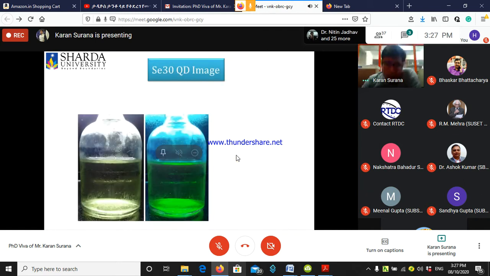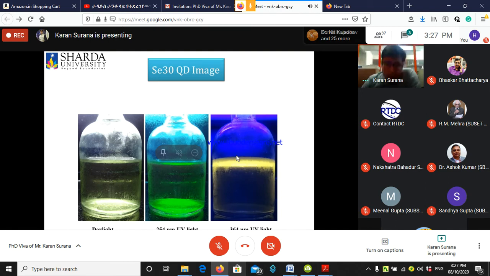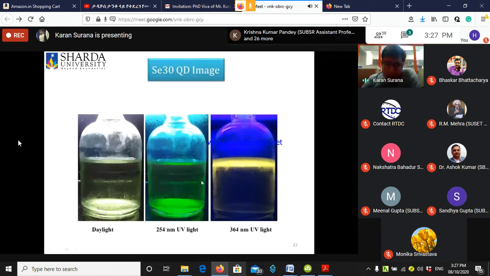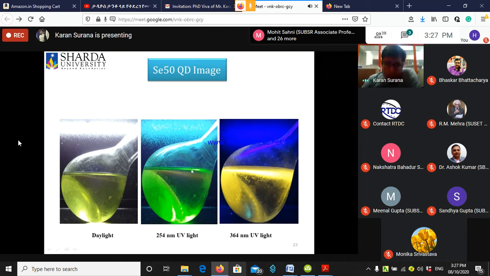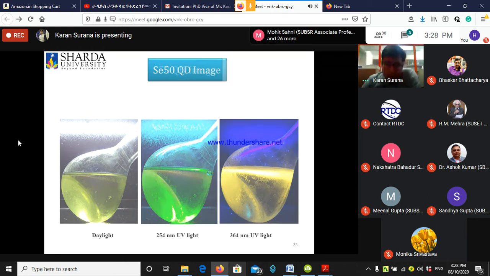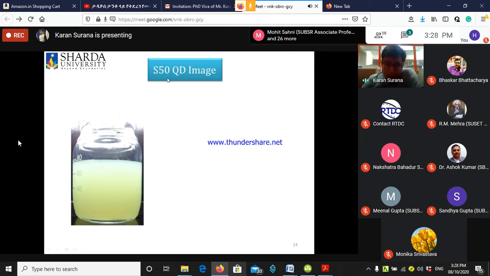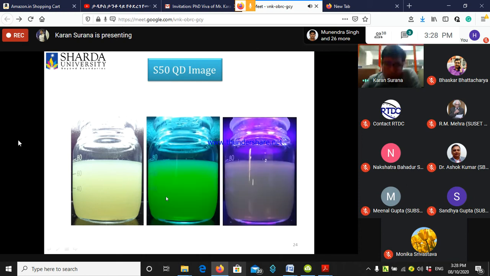Now the CDSC QDs which were prepared with mixed solvent, under daylight, under short range UV light, and under long range UV light. In all the two, we can see prominent luminescence. Same for E50 quantum dots. For CDS 50, greenish luminescence under short range UV light, but under long range UV light it did not show any luminescence.